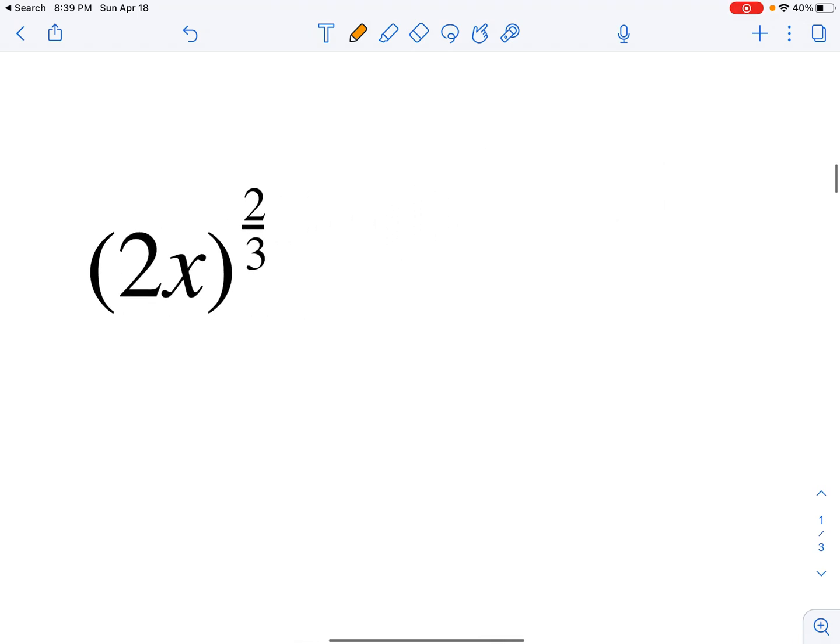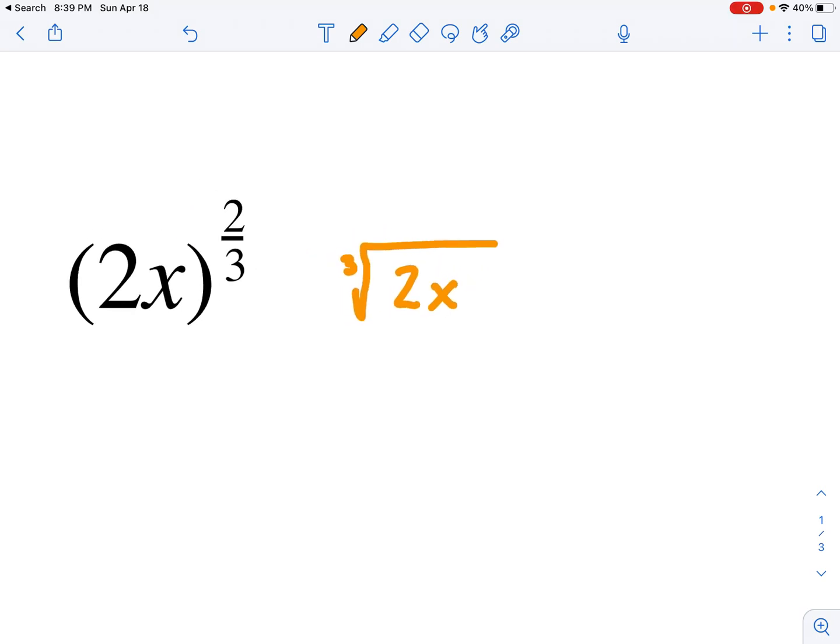Next one, now we have it in parentheses. That means everything is going to be going under the radical, so the 2 and the x. The 3, again, would be my index. And now that 2 is going to go in as an exponent, but we've got to remember that 2 is affecting both of those separately. So I'm going to put a 2 for both of them. So that would be 2 squared and x squared.